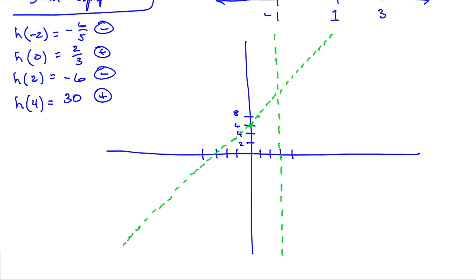From there, we can put in the other pieces of information. We have an x-intercept at negative 1 and at positive 1. We have a y-intercept at 2/3. I'm going to put it right there. And that's it.